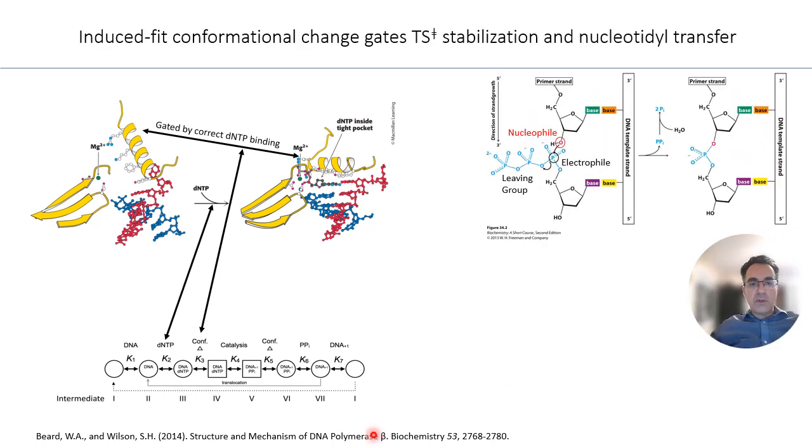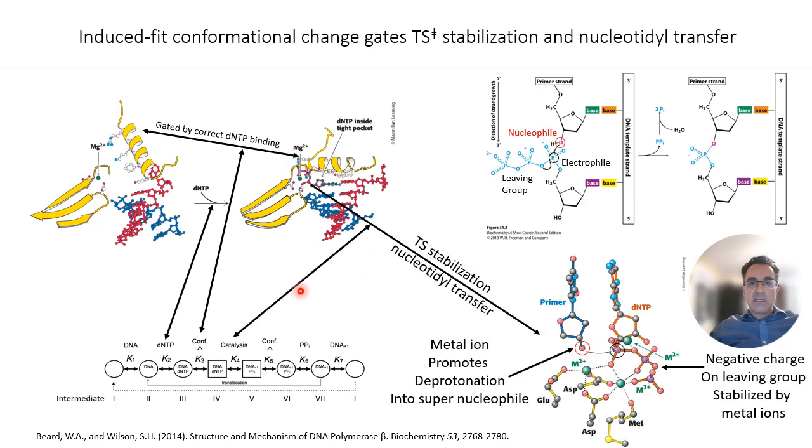Right. So once the induced fit conformational change has occurred, and the helix of the finger domain has docked onto the pair of nucleotides that are base paired, the transition state is going to be fully stabilized by a series of magnesium ions, 1, 2, and 3, together with some coordinating aspartic acid residues and some other residues in the active site here.